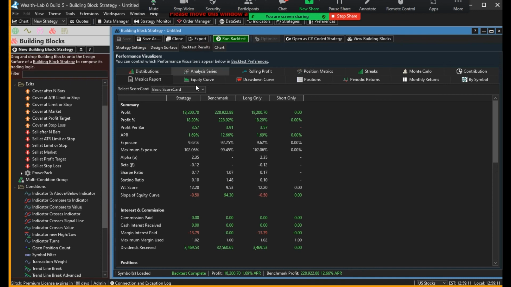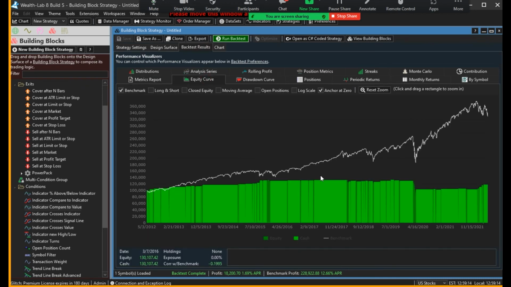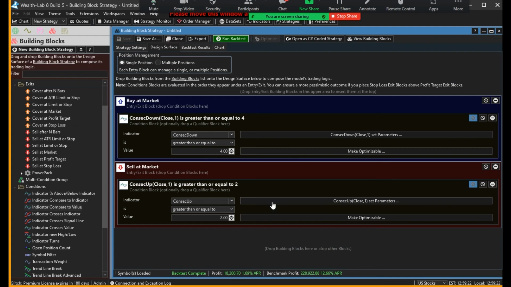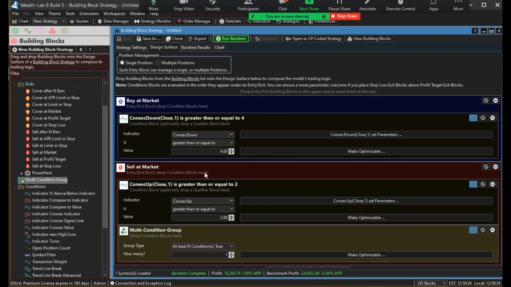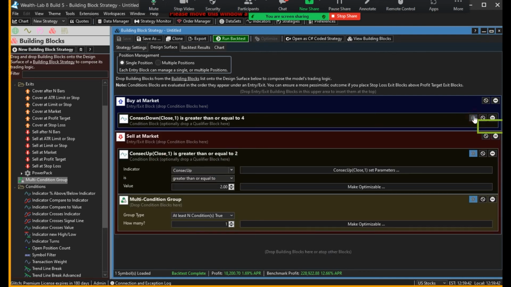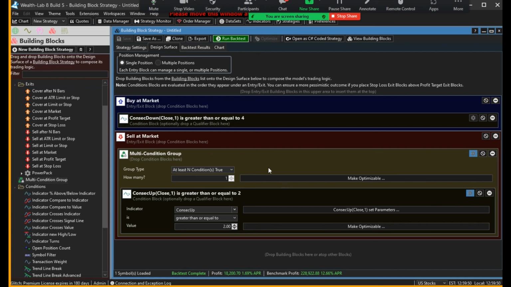So here's my result. We got some ups and downs, and this is the kind of baseline result we wanted to show. Now, what is this multi-condition group? So the multi-condition group we have here, we can drag that over to an entry or an exit. Within this multi-condition group, and let me shrink down this one here to give us a little more room, we can now put in 2 or more other conditions.